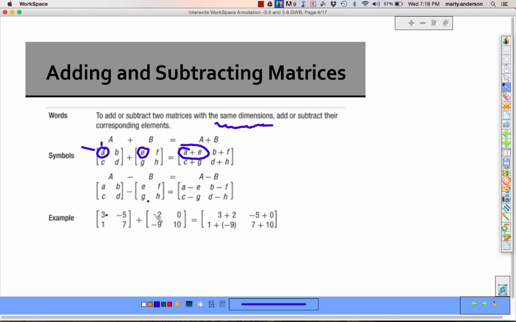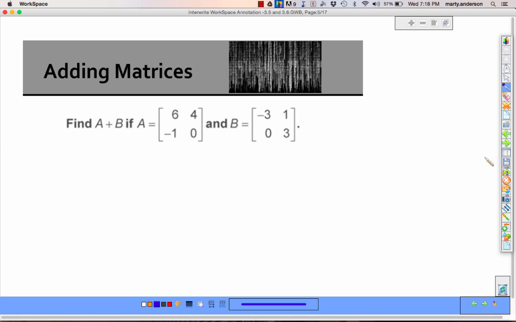Example down here, 3 plus 2, your answer would be 5. Negative 5 plus 0, negative 5. 1 plus negative 9, negative 8. And 7 plus 10, 17. So addition and subtraction, quite simple. Be careful with the negative sign when we do subtraction.